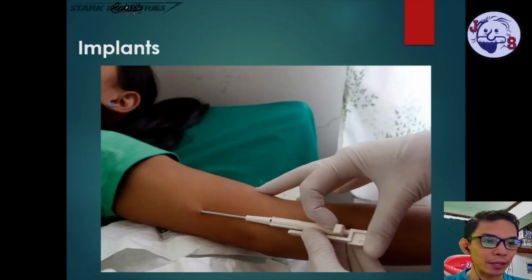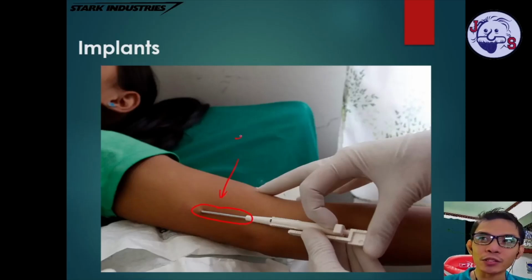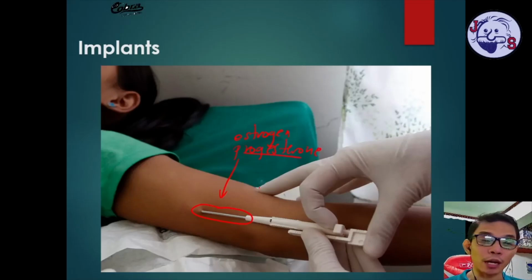Similarly, we have the implants. The implant that you see here contains estrogen, and most of the time it contains progesterone.